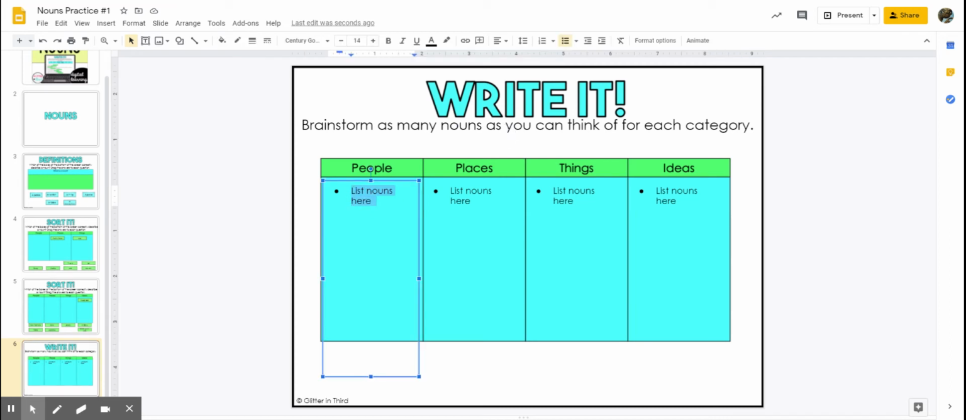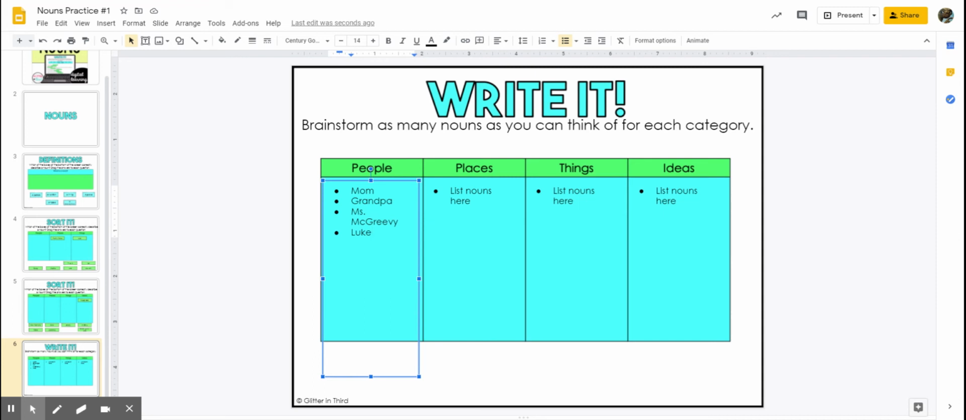So in this box, you're going to type a list of as many people as you can think of. Maybe your mom, maybe your grandpa, maybe your teacher, maybe it's one of your classmates, maybe it is someone famous or someone in a book that you have read.